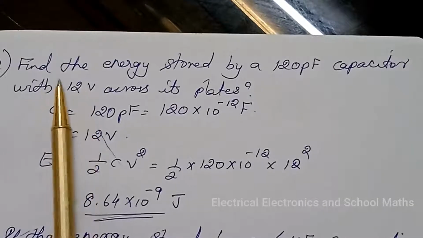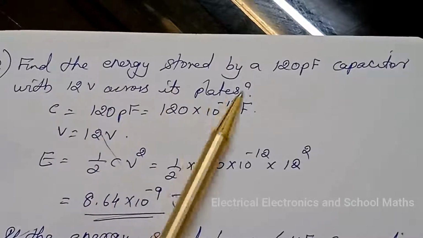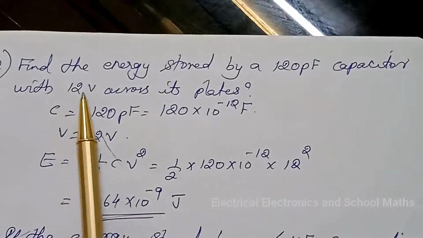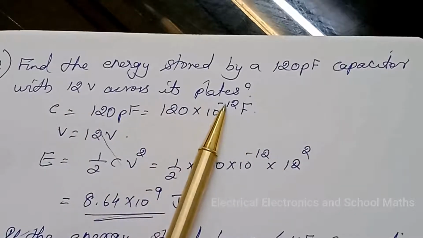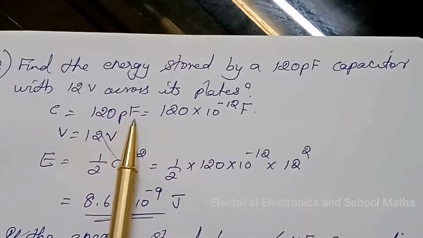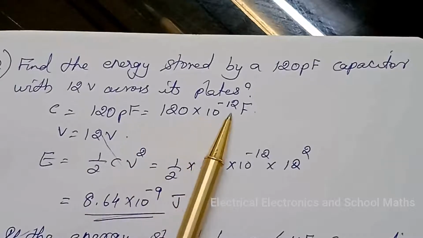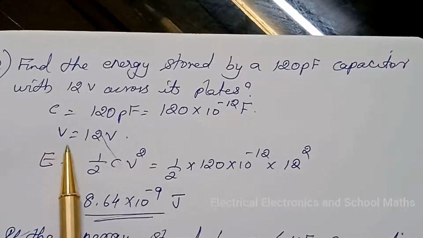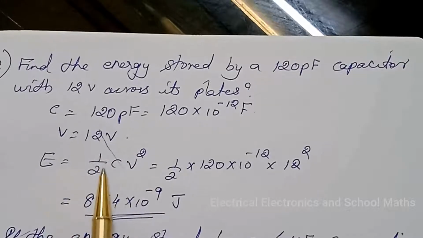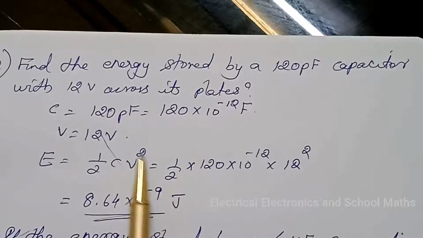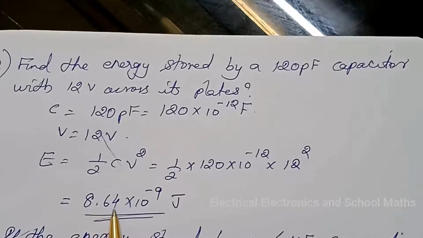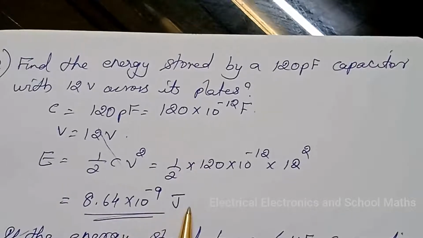Let us do a simple problem. Find the energy stored by a 120 picofarad capacitor with 12 volt across its plates. Here capacitance given is 120 picofarad, that is 120 into 10 raised to minus 12 farad, and voltage is given as 12 volt. The energy stored is half CV square. Put the values here, then we get energy as 8.64 into 10 raised to minus 9 joule.